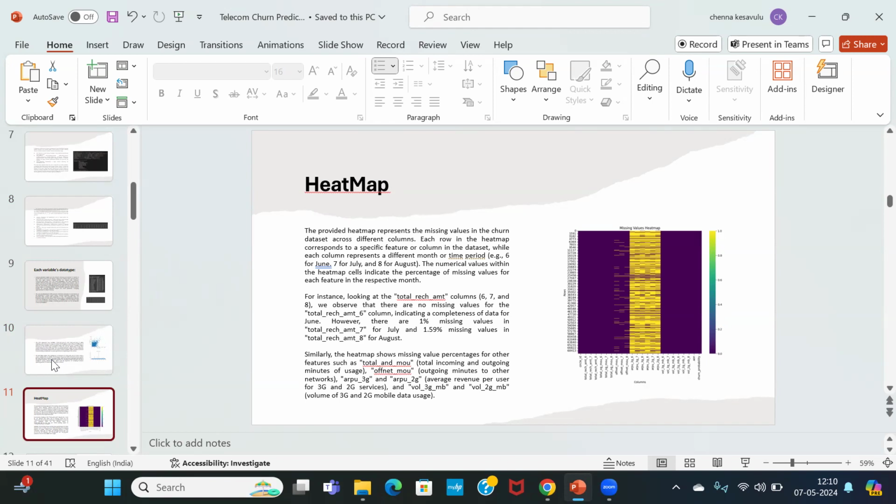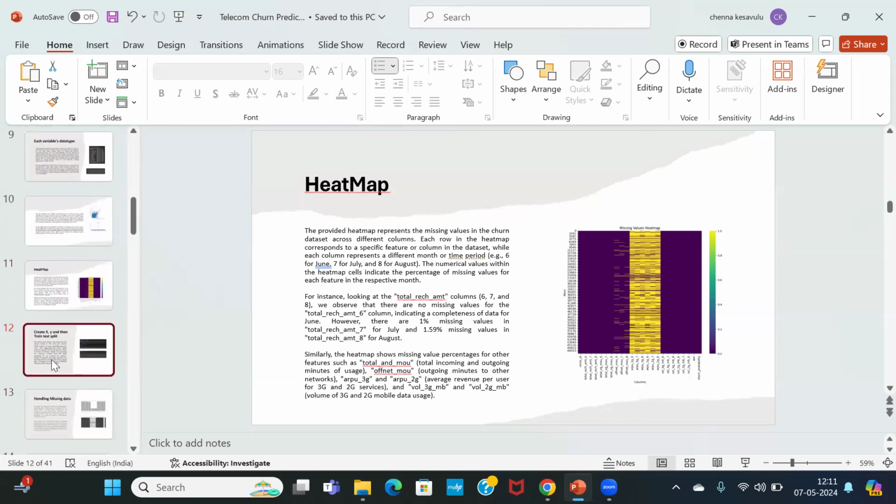Similarly, the heat map displayed here represents missing value percentages for other features such as total minutes of usage for voice calls, and off-net, meaning outgoing minutes to other networks. ARPU means average revenue per user, and average revenue per user for 3G and 2G services, and also volume of 3G and 2G mobile data usage.